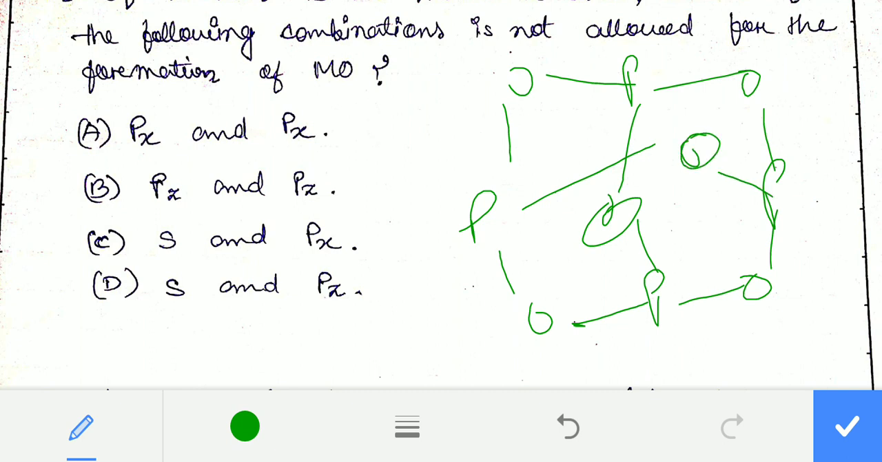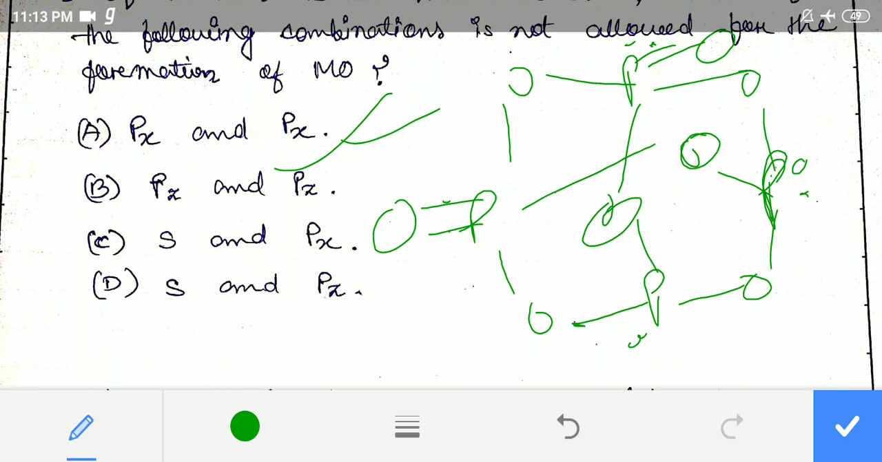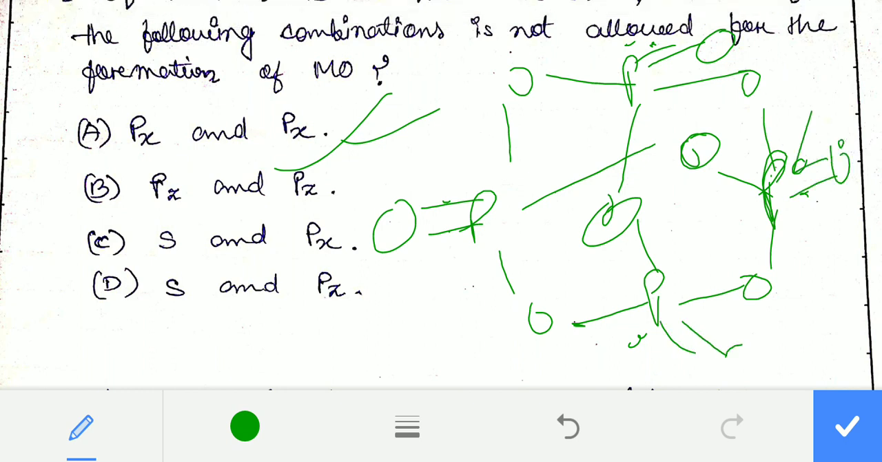Now 4 oxygens have already been put in the molecule. 4 oxygen atoms are left, which will just combine with the lone pair present on each phosphorus atom. So the structure will be like this, and here also P2O5.